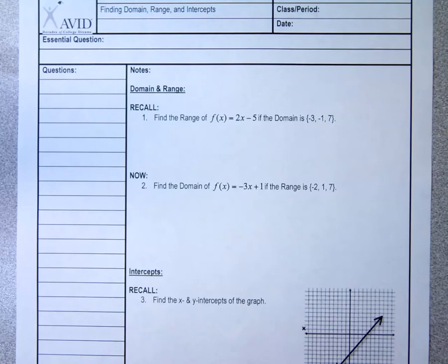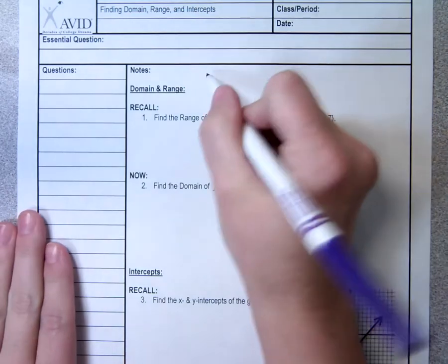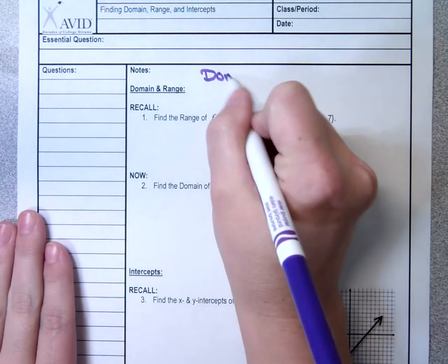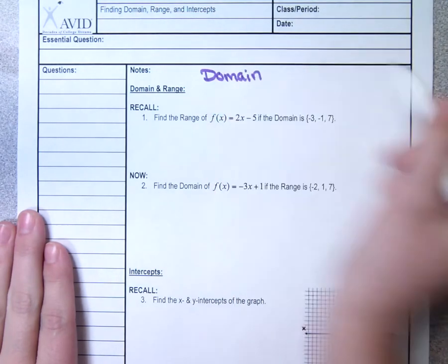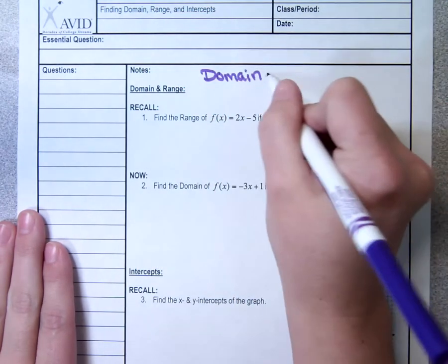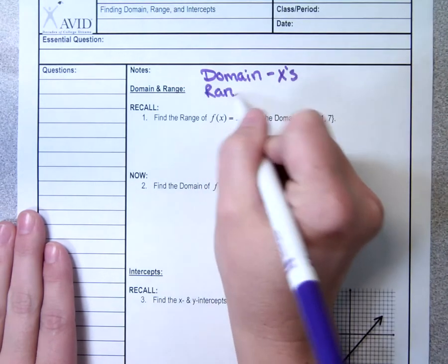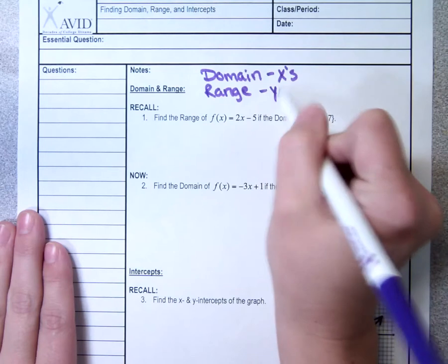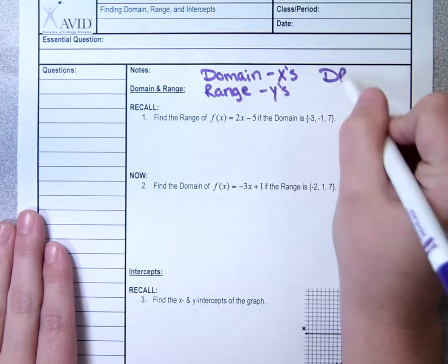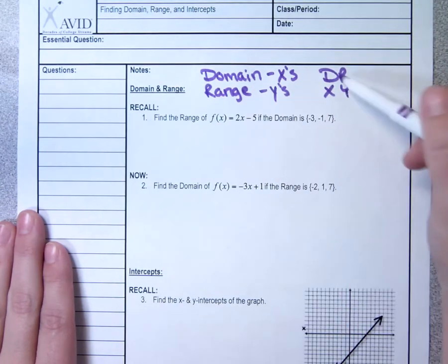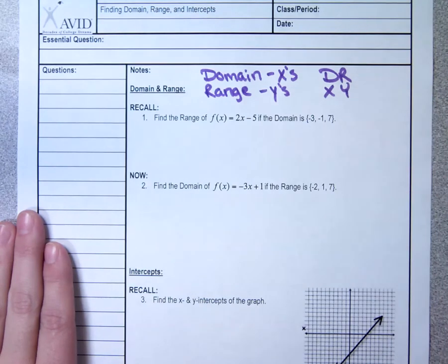Okay, today we're talking about domain, range, and intercepts. We have talked about all these things before, so you already have some prior knowledge. Just to review, domain, are those the x's or the y's? They're the x's. And range would then be the y's. Domain are x's, range are y's.